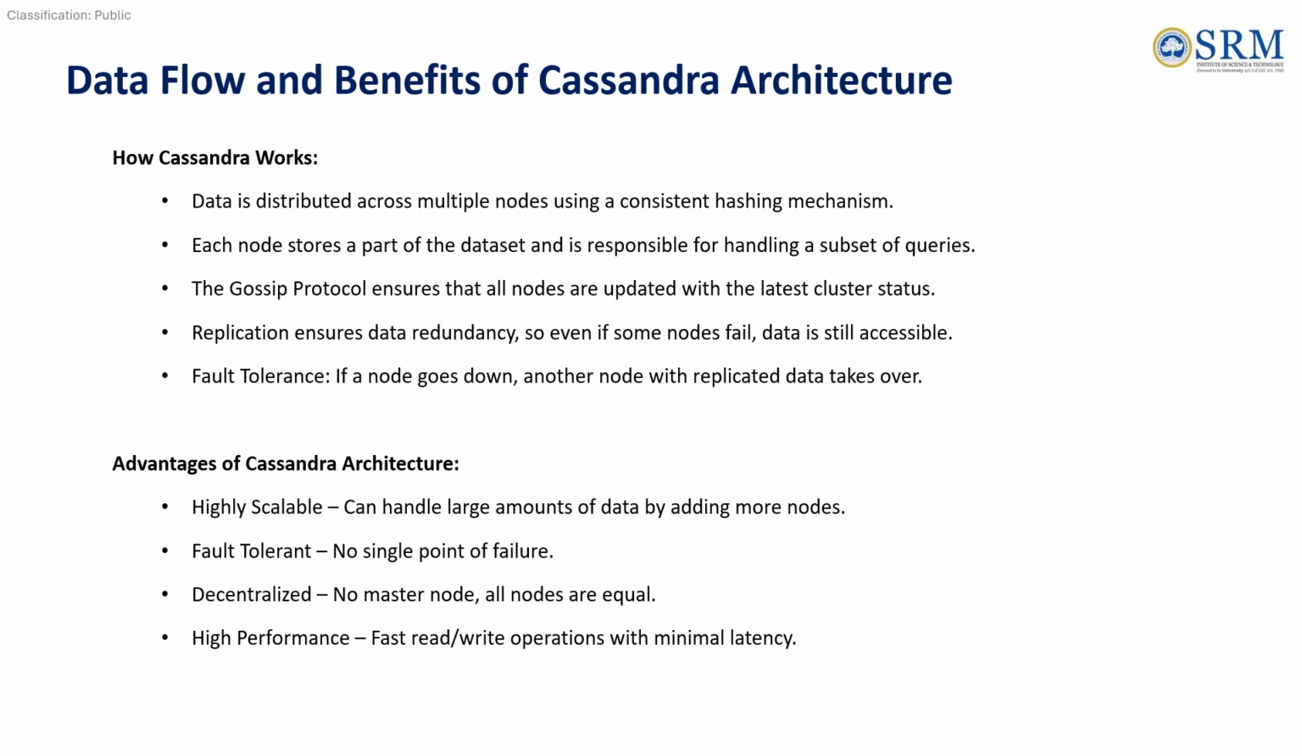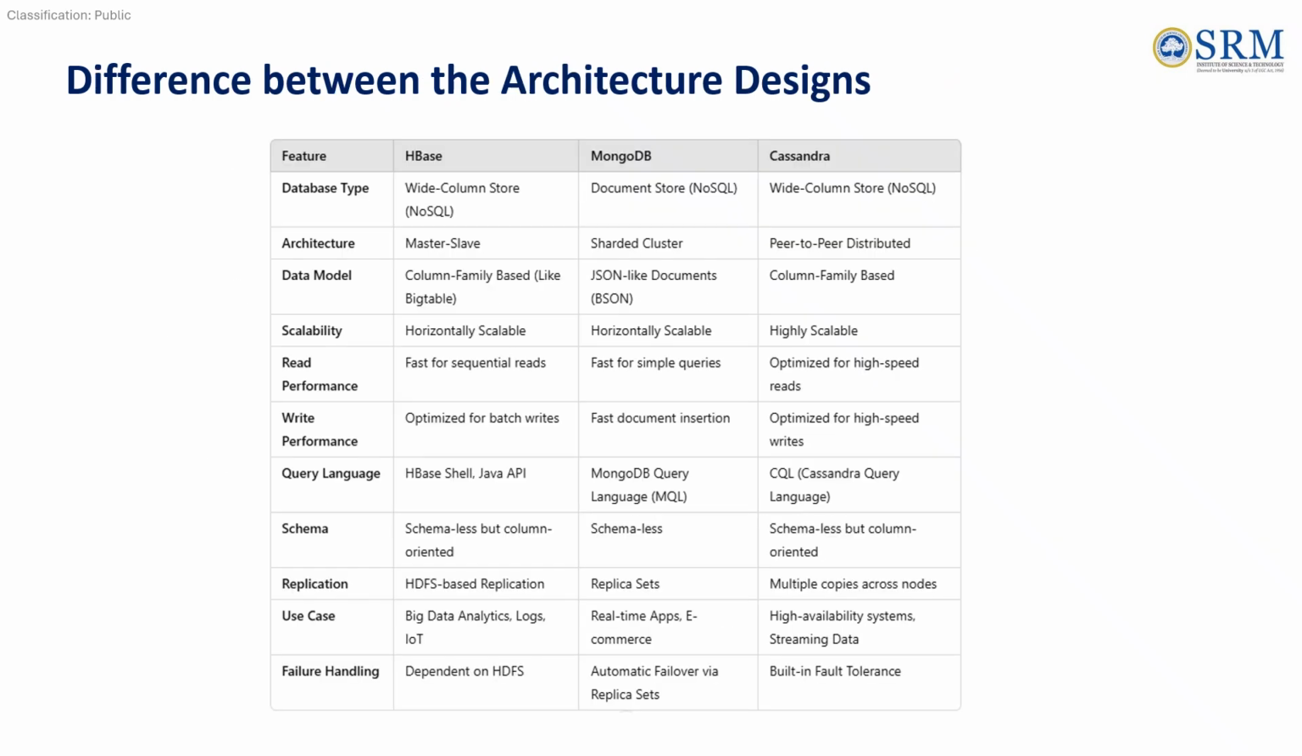Next, coming to the advantages, one major advantage of Cassandra is scalability. Large amounts of data can be handled simply by adding more nodes to the cluster. Another advantage is decentralization. Since there is no master node, the system avoids a single point of failure. Cassandra also provides high performance with fast read and write operations, making it suitable for large-scale cloud applications and real-time distributed systems. Difference between the architecture designs.